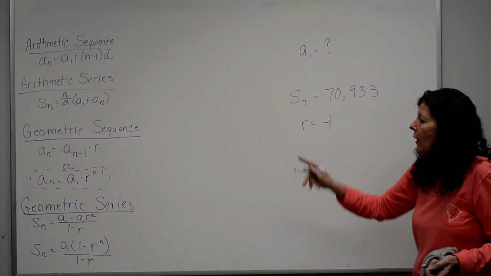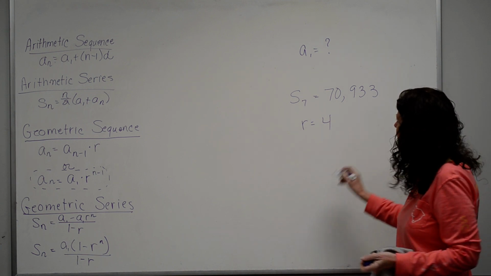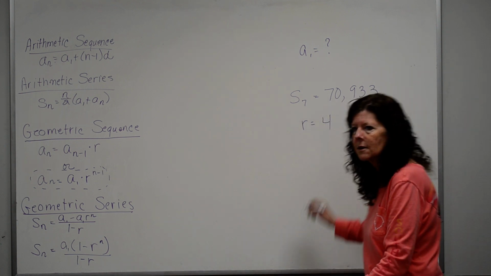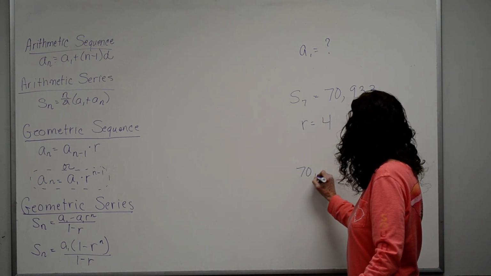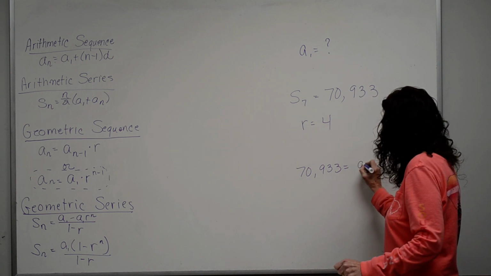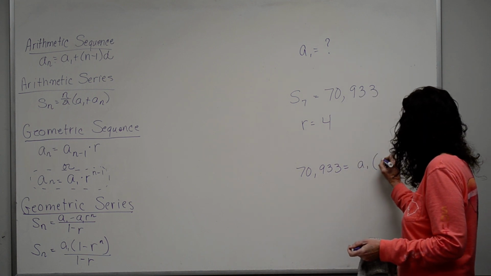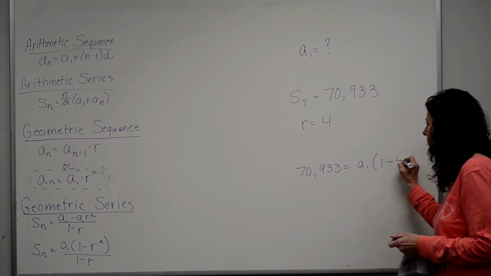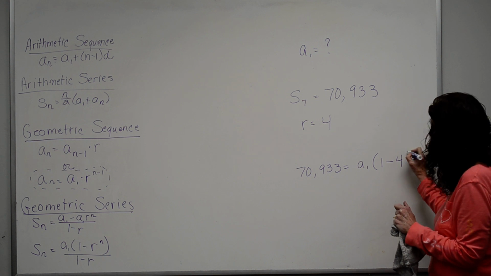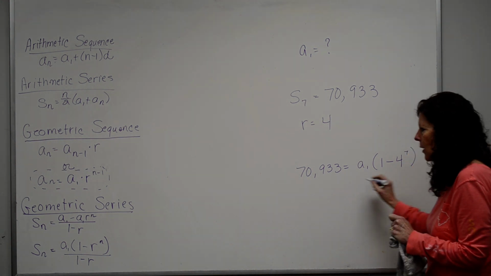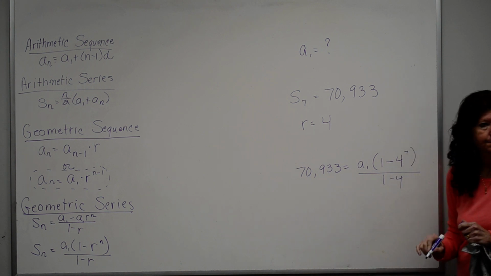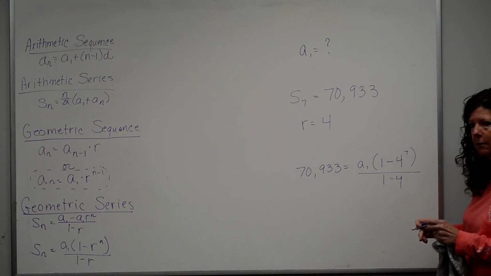That would work. Or you can look down here in this one, and it would be easier to use this. So 70,933 is equal to a sub 1, which I don't know, times 1 minus 4 raised to the 7th power over 1 minus 4. Okay, you with me so far?